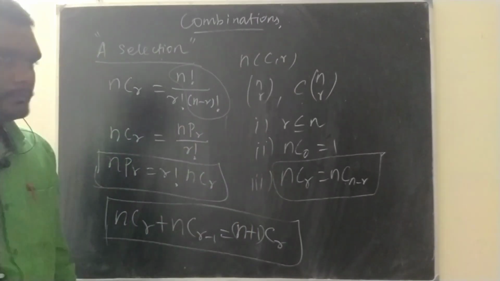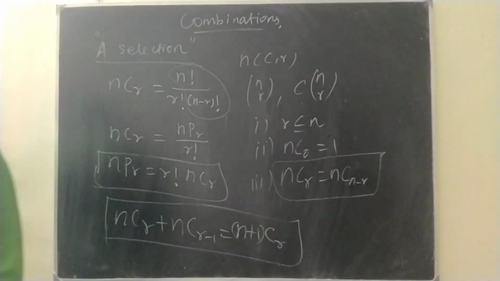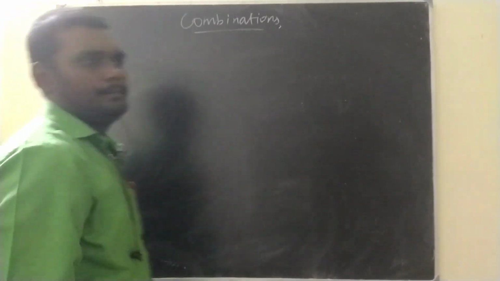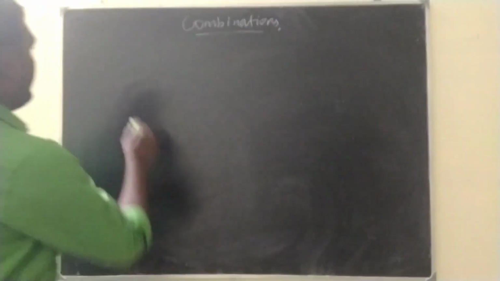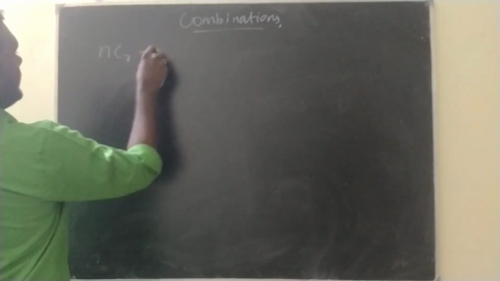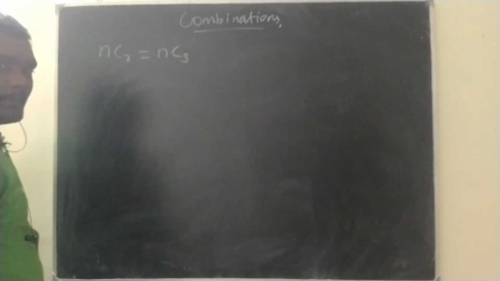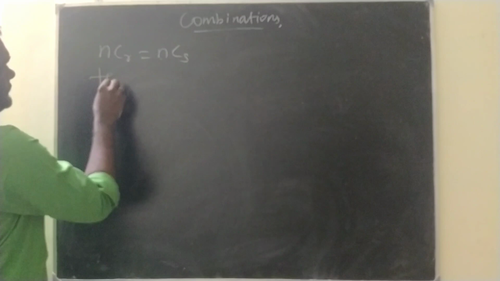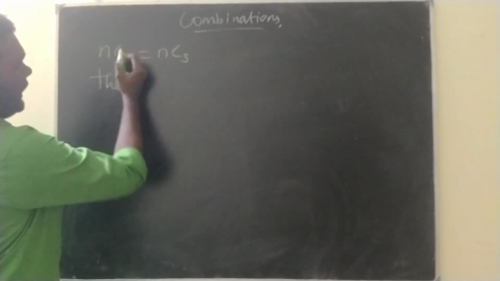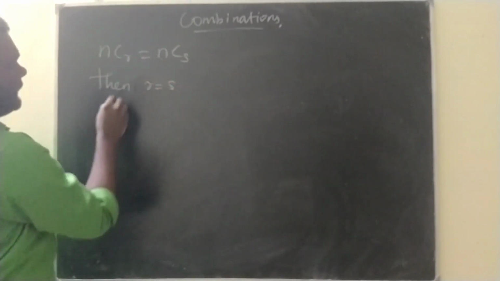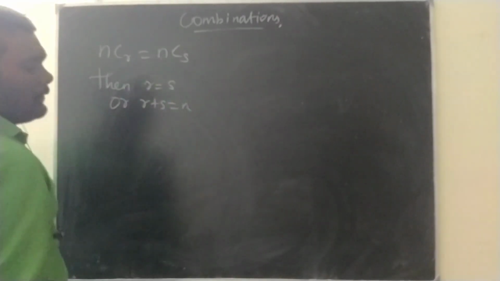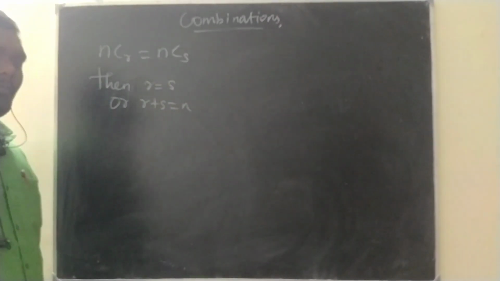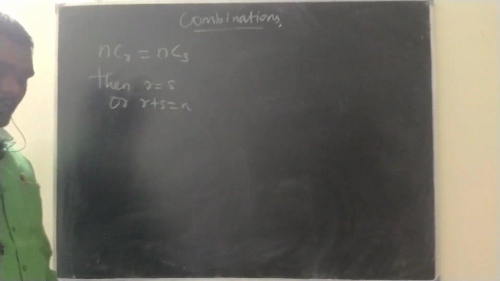Shall I erase this? Also, there is another formula which would be very helpful. The formula is: nCr is equal to nCs. Then either r is equal to s or this r plus s is equal to n. For instance, take this question for example.